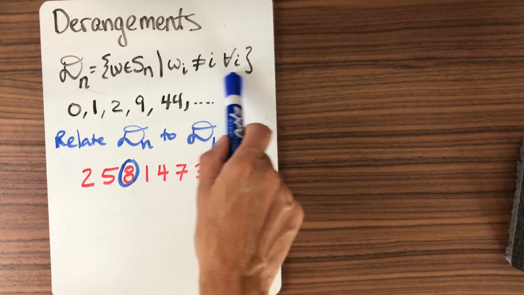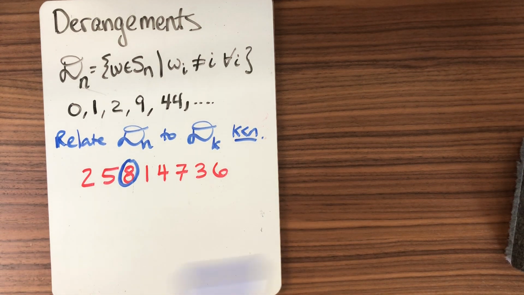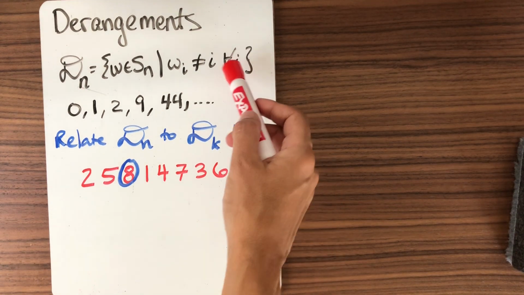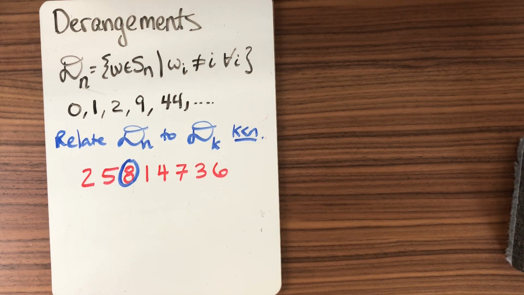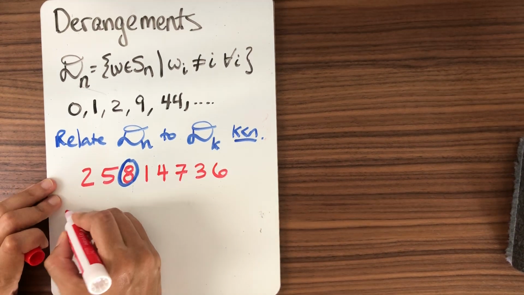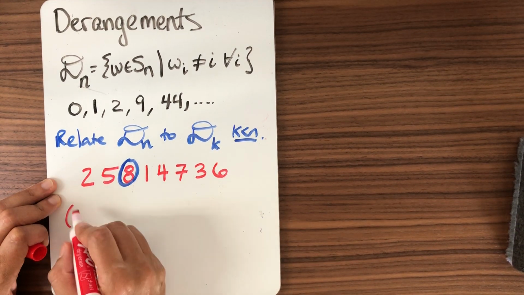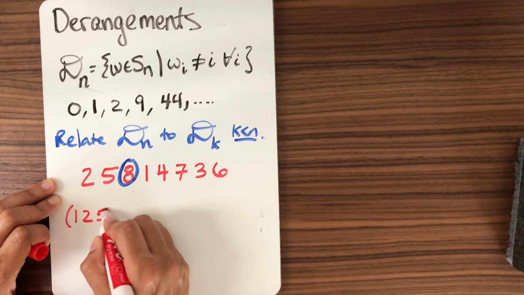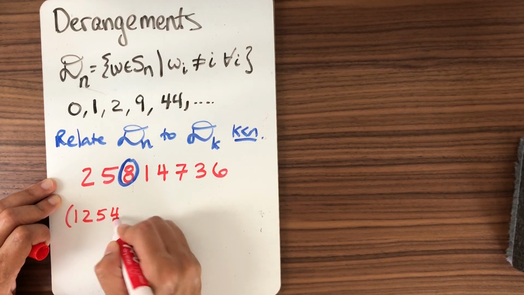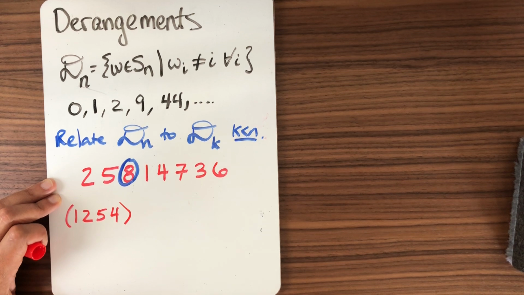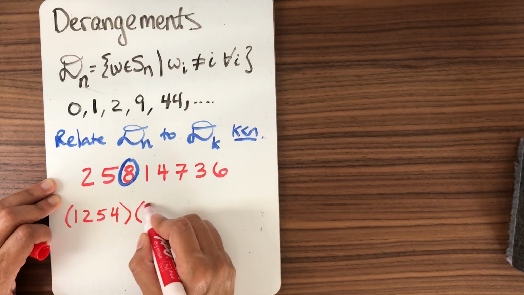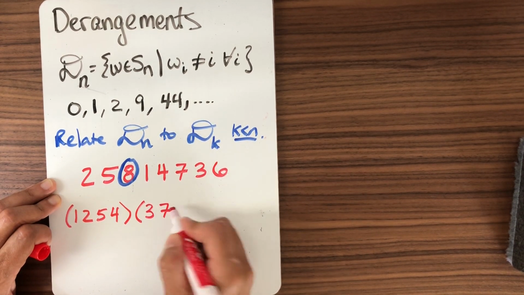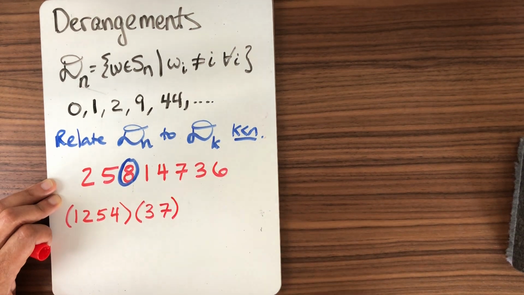But another way to think about this condition for derangements is in cycle notation. And that turns out to be a much more fruitful way to think about derangements, because what this condition is saying is there are no cycles of length 1. So if I take this permutation and write it in cycle notation, 1 goes to 2, 2 goes to 5, 5 goes to 4, 4 goes back to 1. What number am I missing? I'm missing the number 3.